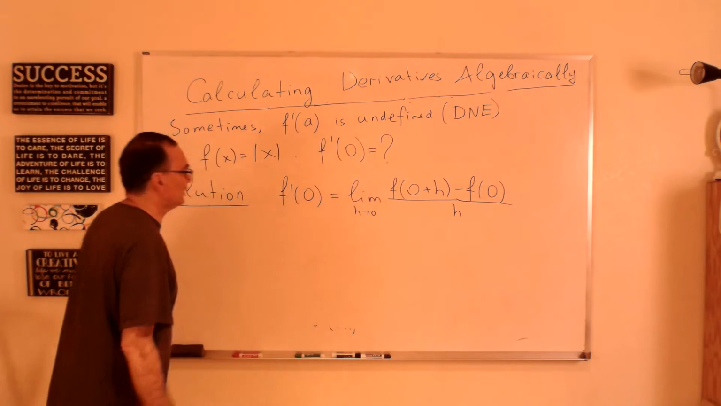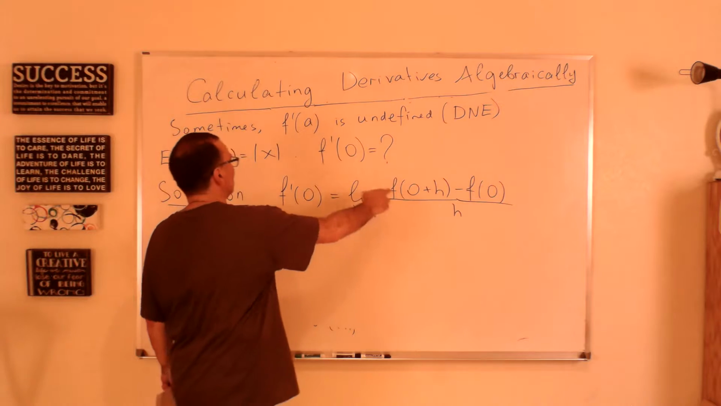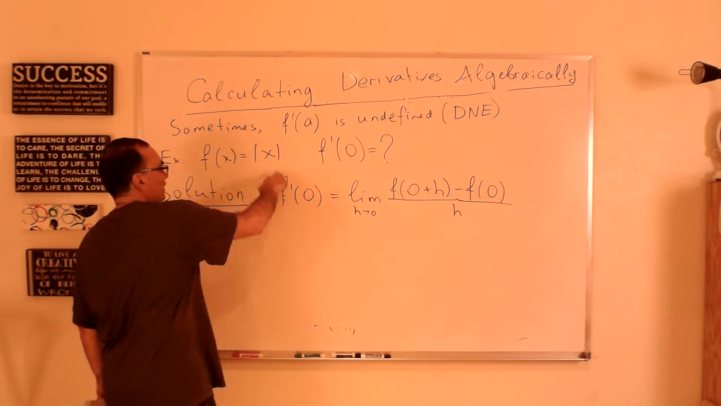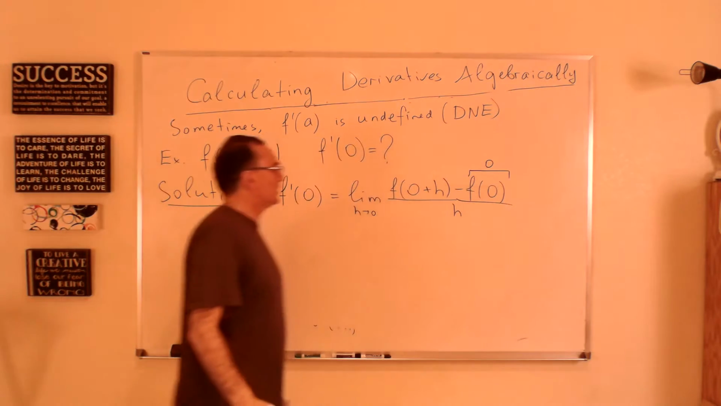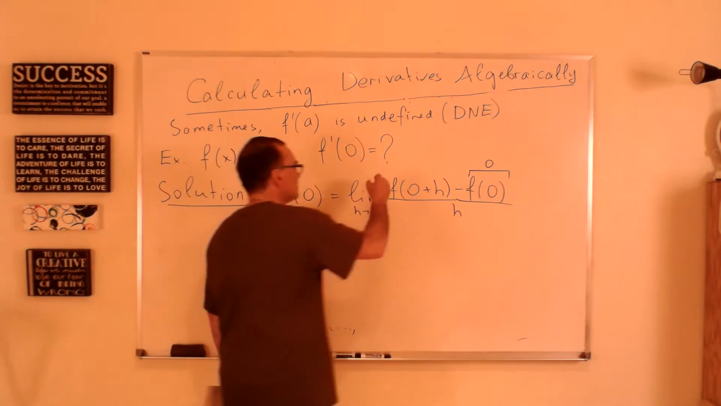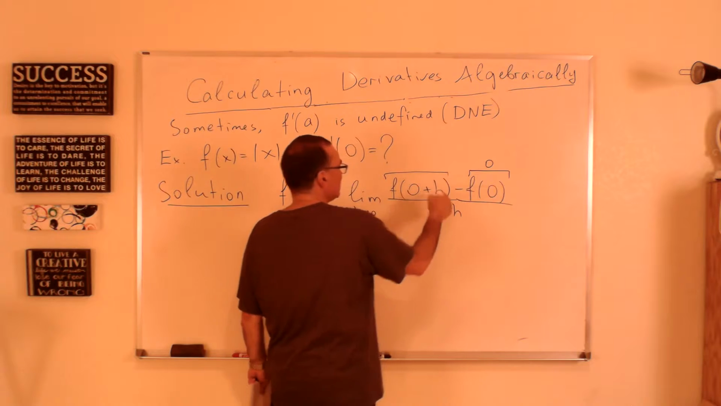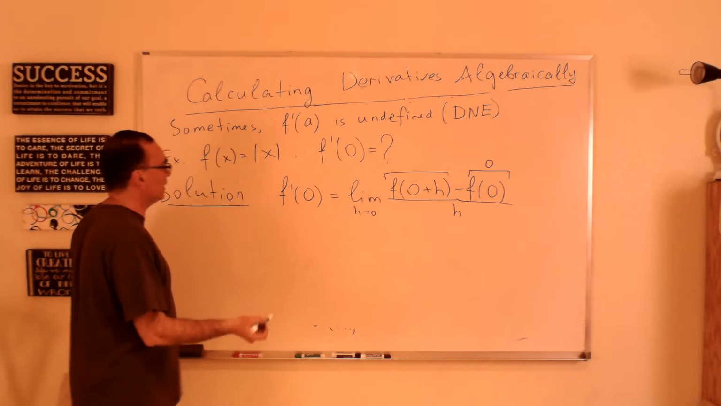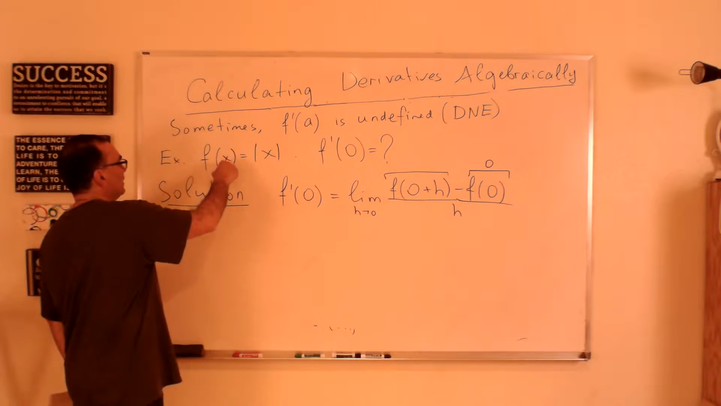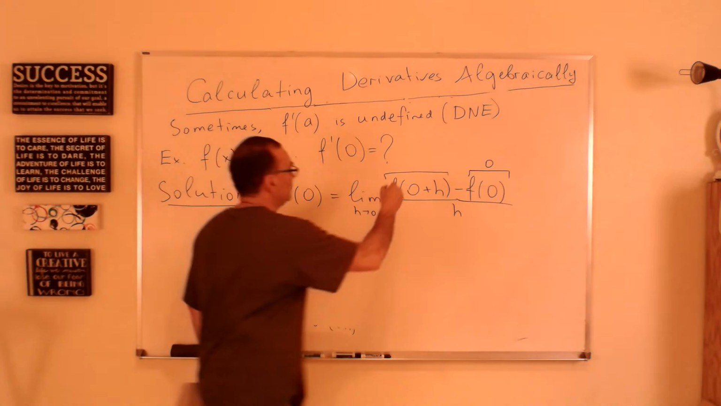And now we need to calculate this limit. So what is f of 0? F of x is absolute value of x. So f of 0 is absolute value of 0, but absolute value of 0 is just 0 again. Now what is f of 0 plus h? First of all, 0 plus h is the same as just h. And what is f of h? F of h, it's like replacing x with h, so it will be absolute value of h.